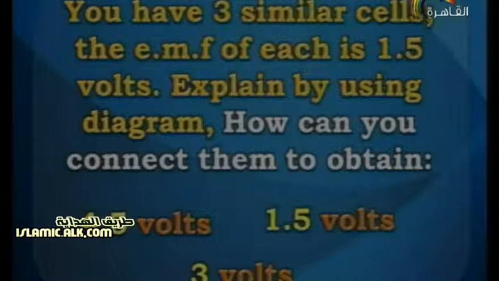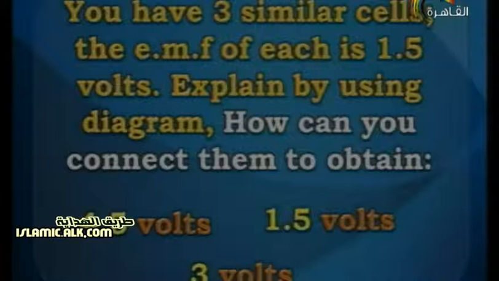Again, read the question slowly and understand each part of it. You have 3 similar cells, so we must connect the 3 similar cells in a way. We have 2 ways, series or parallel connection. Each one of them has 1.5 volts. Explain by using diagram, so show by drawing. I need drawing of each part of them. So how can you connect them to obtain 4.5 volts, 1.5 volts, and 3 volts?